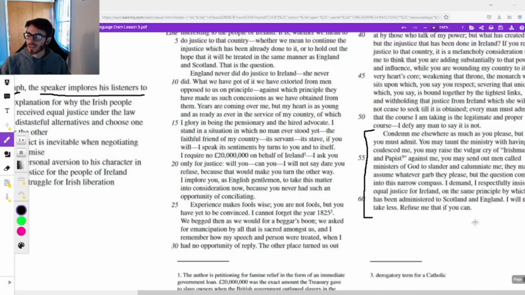Condemn me elsewhere as much as you please, but this you must admit. You may taunt the ministry with having coalesced me. You may raise the vulgar cry of Irishmen and Papists against me. You may send out men called ministers of God to slander and calumniate me. They may assume whatever garb they please, but the question comes into this narrow compass. I demand, I respectfully insist, on equal justice for Ireland, on the same principle by which it has been administered to Scotland and England. I will not take less. Refuse me that if you can.